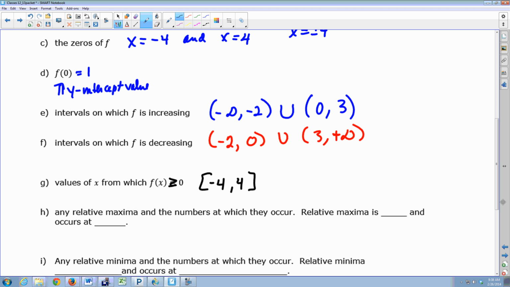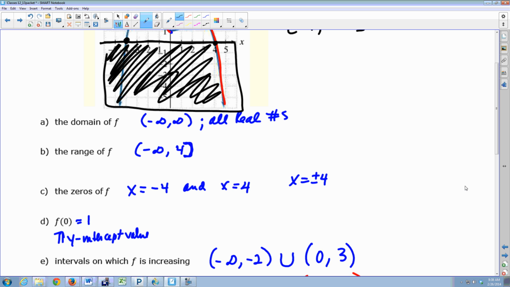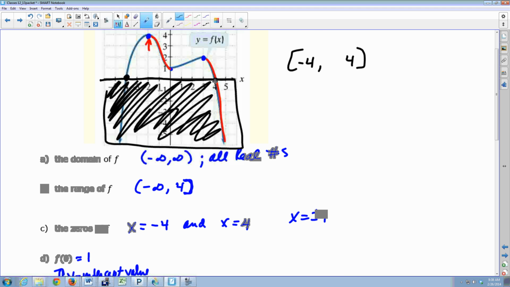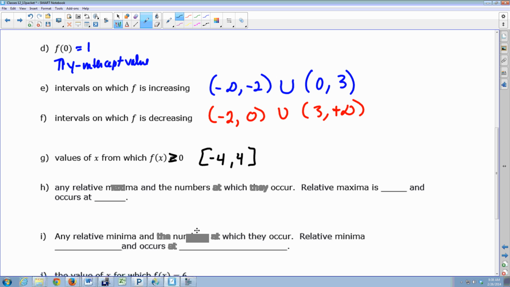Everything between -4 and 4 in this picture is above the x-axis or right on the x-axis. Okay, now here's any relative maxima and the numbers at which they occur. This is exactly out of your book. This is how you'll be asked questions on your homework.